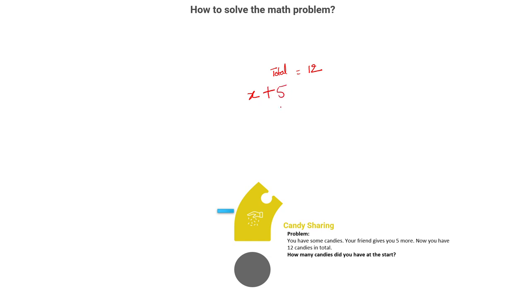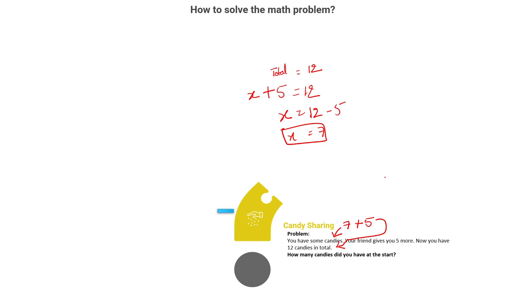In the first example, you lost some biscuits, or some toys, sorry. And in this example, it is saying your friend gave you 5 more, and now you have a total of 12. So then x equals 12 minus 5, which is nothing but x equals 7. So this tells you that initially you had 7 candies, your friend gave 5, and then the total became 12. This way you can do it easily.